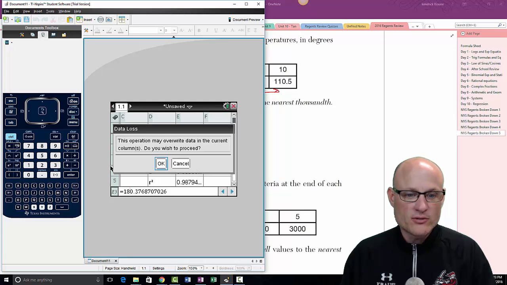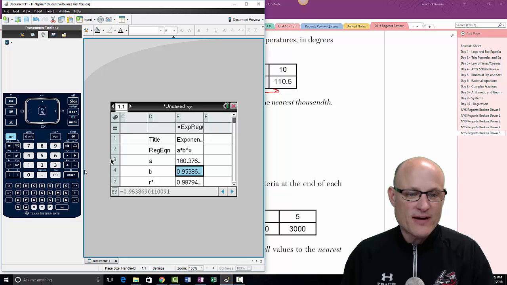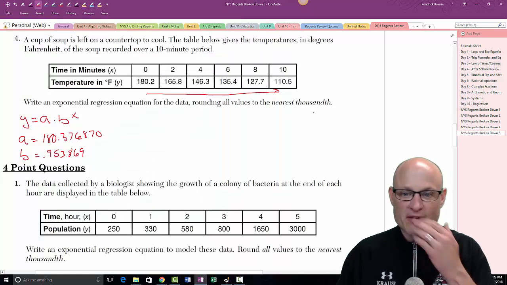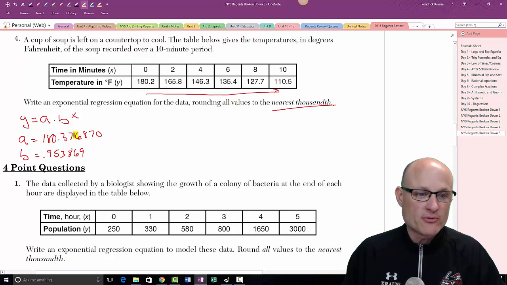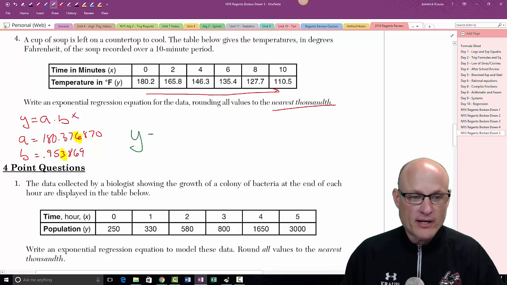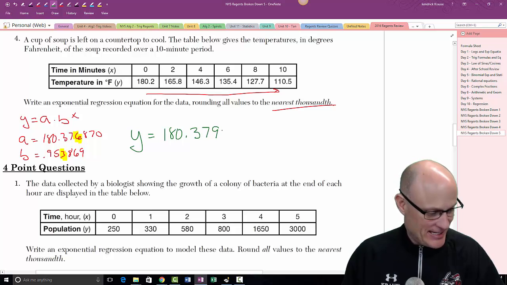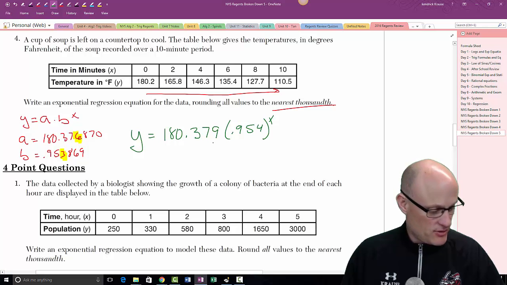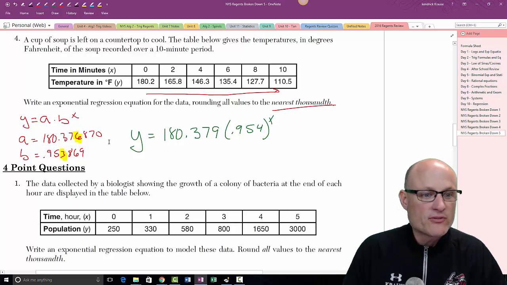And then the b value is 0.953869. Now we want to round to the nearest thousandths place. So again, that's 3 decimals. So this one we're going to be doing a little bit of rounding. We got both of them we got to round. So 180.379. Ooh. I did not get those answers when I did it on my calculator the first time. So 0.954. I did get this, but I did not get 377. I wrote 377, not 379.